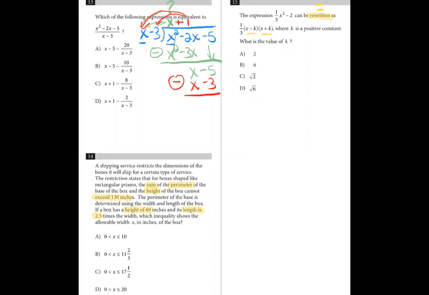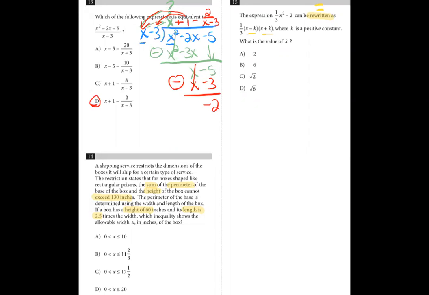Again, this is a long process, so you might want to look for other videos if this is not familiar. x minus x is 0, and -5 minus -3 is -2. So I have a remainder of -2. I want to write that as -2 over x minus 3, which looks like answer choice D.